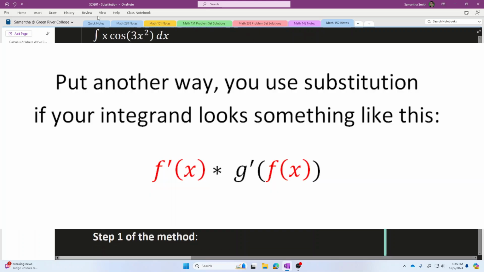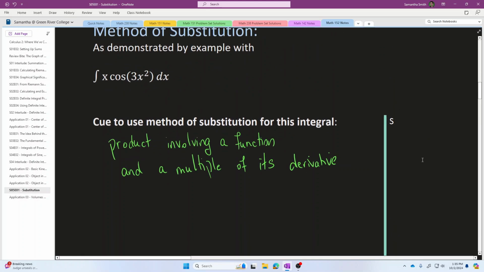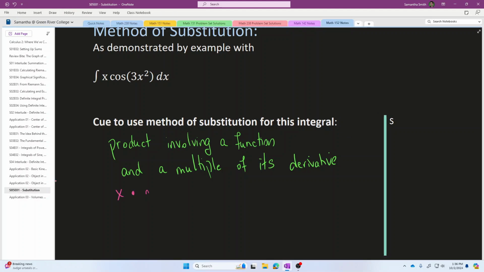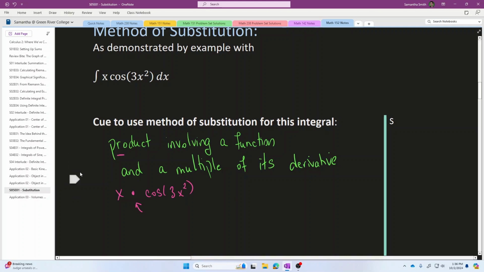To explain what I mean and how this is showing up in this running example, the first thing that I see in this running example is that there is a product happening. So here I have x times cosine of 3x squared. So that product is my first sort of cue that maybe method of substitution is necessary here.